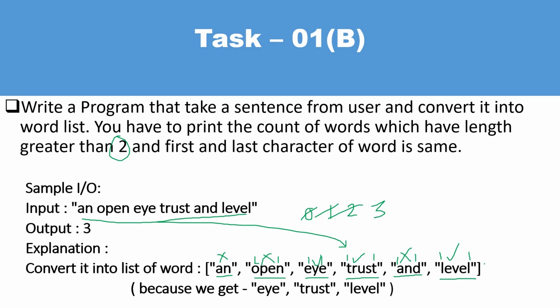So now our list is over, we have no more elements. So now what we are going to do is print our count, which is 3, and you can see that the output is 3 only. So now I believe you got an idea of what you have to do in this program.